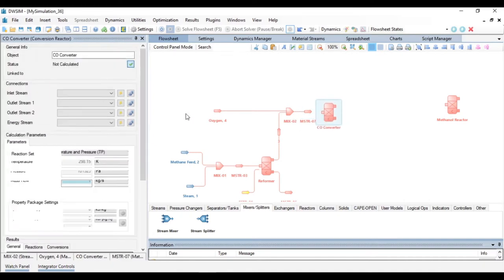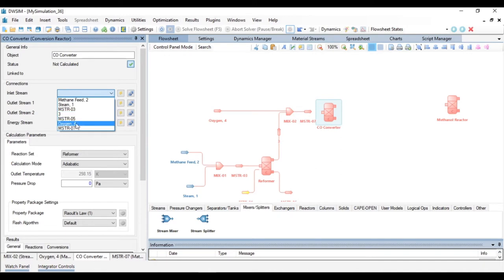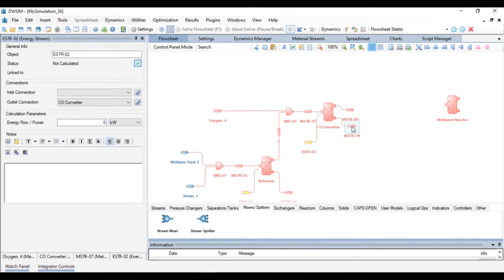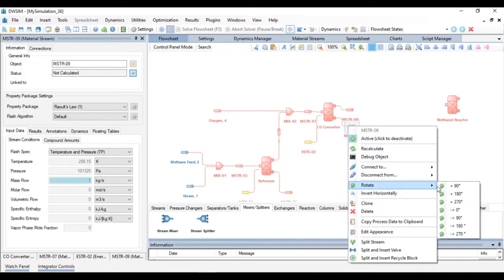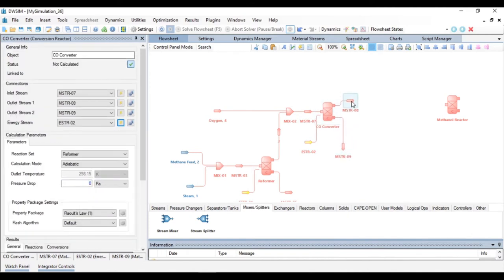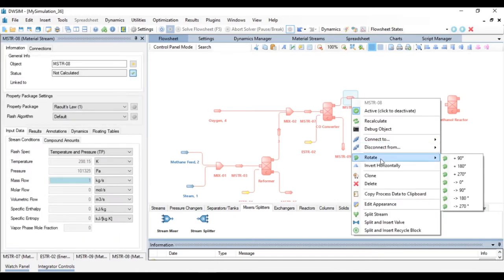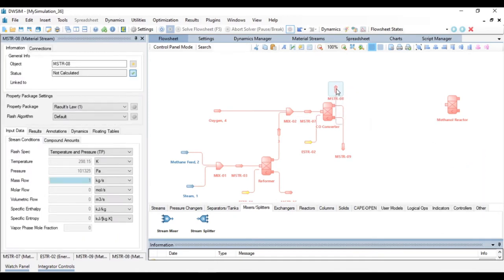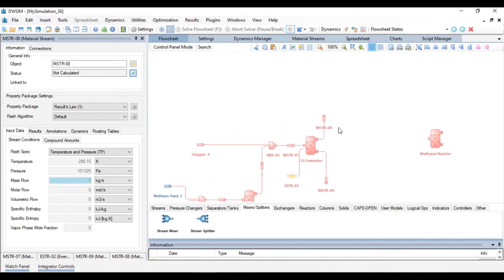Okay. The inlet stream is MS07. Then we'll add two outlet streams and an energy stream. We'll drag this down. The outlet stream 2, we will rotate to 90 degrees. Then we'll drag it down. So this upper stream, the stream 1, we'll rotate it to 270. There you go. Then this is the stream 5.